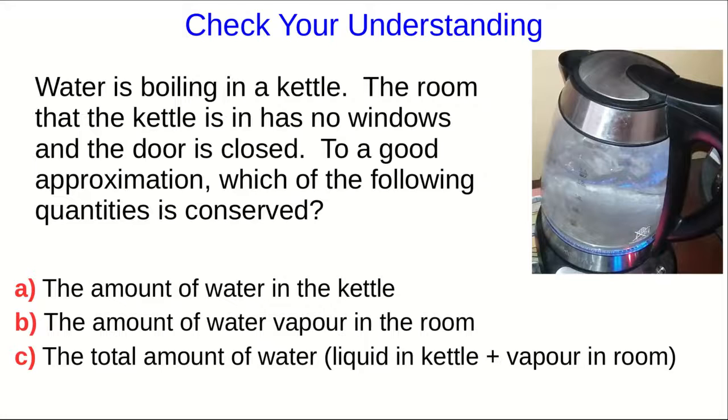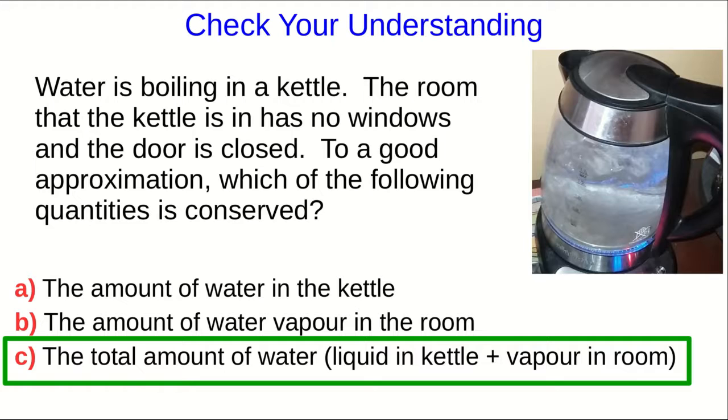Hello, and welcome back, and hopefully you've answered this question from the previous part of the video. So, hopefully you realize that as the kettle boils, the amount of water in it is decreasing, so that's clearly not conserved. But that water that is leaving the kettle ends up as water vapor in the room, and so it's the total amount of water in the kettle and the room that's conserved.